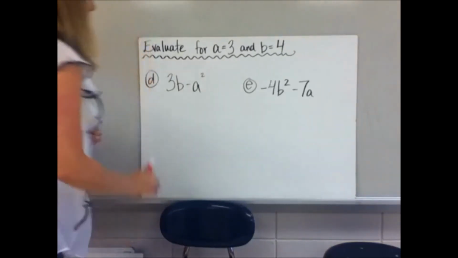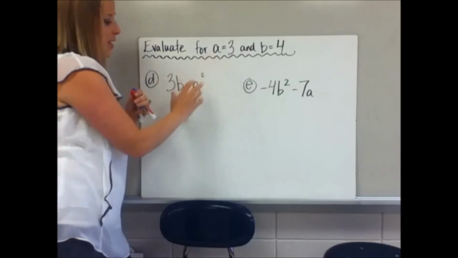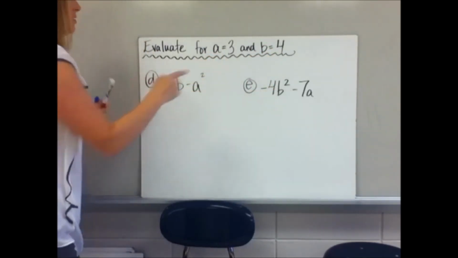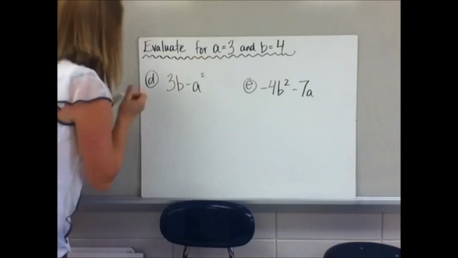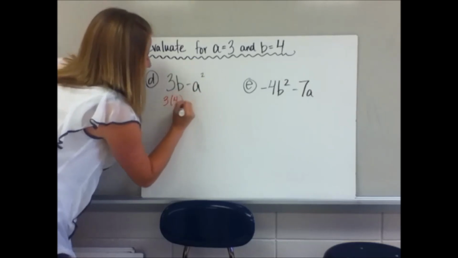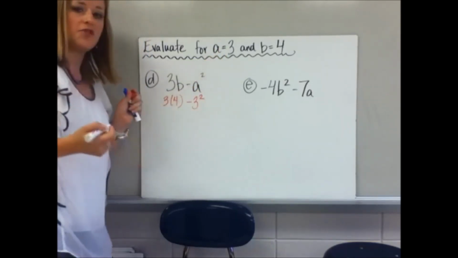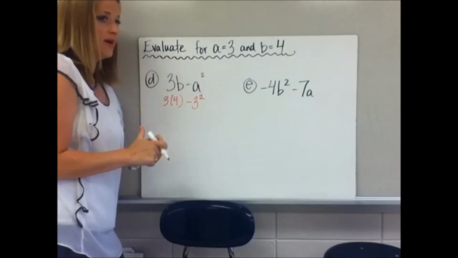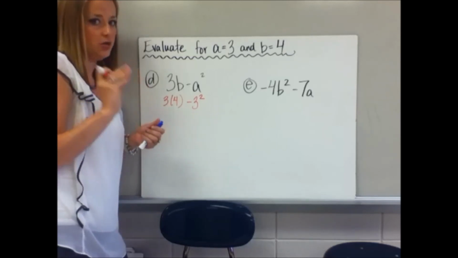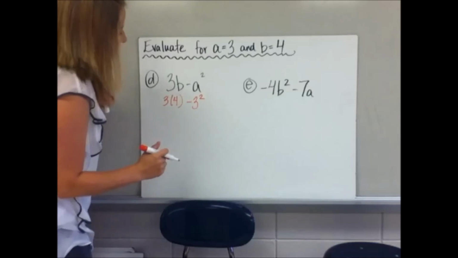Okay? So now we're going to evaluate for A equals 3 and B equals 4, which means I'm going to substitute those values in and then simplify. So let's put these values in. 3 times B is 4 minus 3 squared. If you'll notice, I actually wrote that out. I'm not trying to do too much in my head because that's where you take something simple and you goof up because you're trying to do too much in your head at once. It didn't take me but another 3 seconds to write that out.